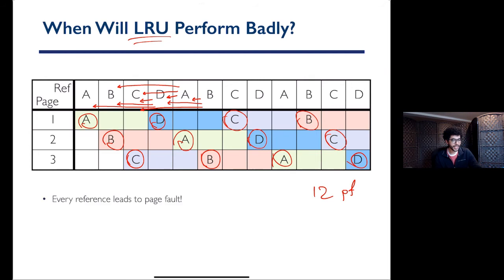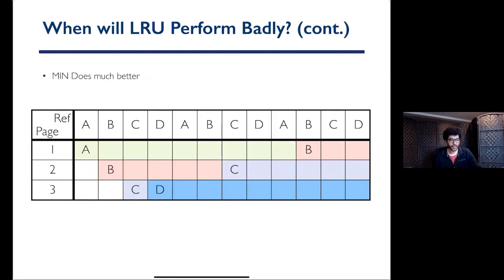Now you can look at MIN. I'm not going to run it in full, but let's actually look at it. It's a good example. So here we want to do D. So we're going to look at A, 1 access, B, 2 accesses, and C, 3 accesses. So C is our pick. So we're going to evict C.